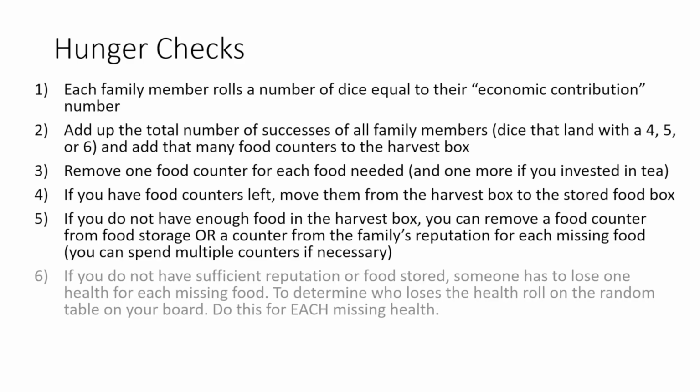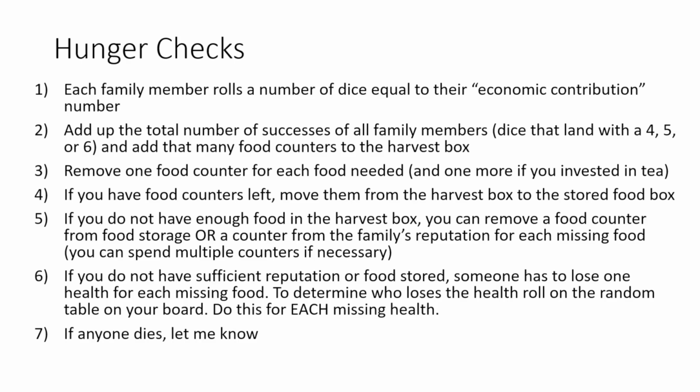You're down 2. So what happens then is if you do not have sufficient reputation or food stored, someone has to lose 1 health for each missing food. Determine who loses the health, roll on the random table on your board. Do this for each missing health. So if you were still down 2 food, you would have to roll twice, and then you would mark a health box off for whoever's name came up randomly. And then if anyone dies, of course, you would let the instructor know. So I would encourage the instructor to pause here and make sure that everyone is okay with how to do this, because we'll be doing a lot of these.